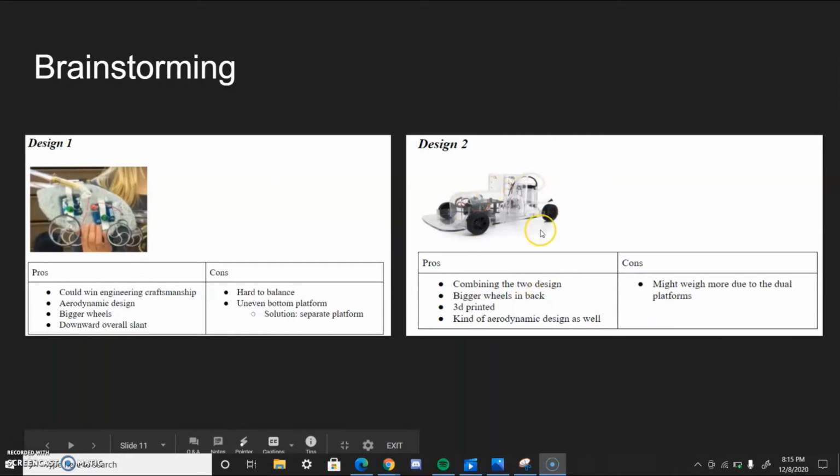This design on the right is the second design we thought of. This is a pretty basic design, nothing too intricate here. The fuel cells will be mounted on the back in lieu of these water tanks, and we thought that we could maybe 3D print this if school opened up and we had access to the school's 3D printers.